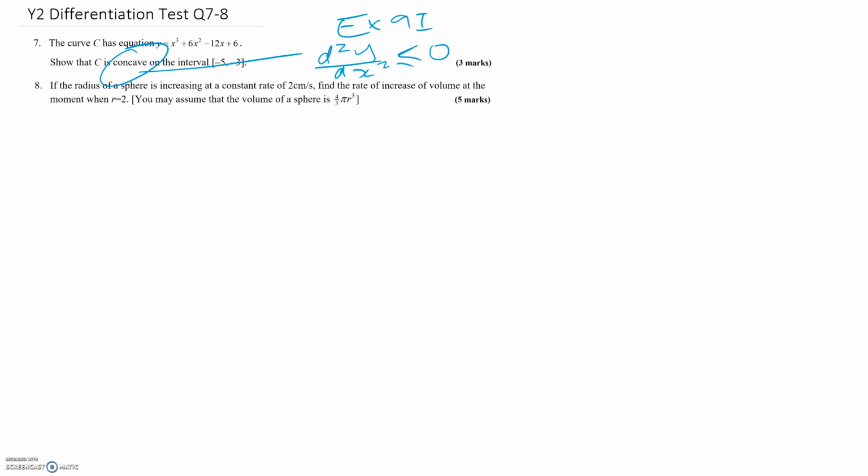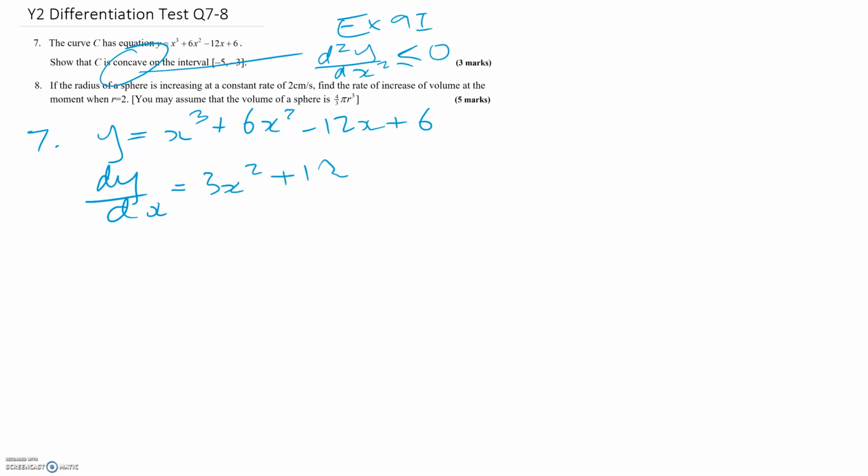So if you know that, the question is fairly straightforward, because this is easy to differentiate. If y equals x cubed plus 6x squared minus 12x plus 6, dy by dx will be 3x squared plus 12x minus 12. Differentiate that again, and that will give you this.